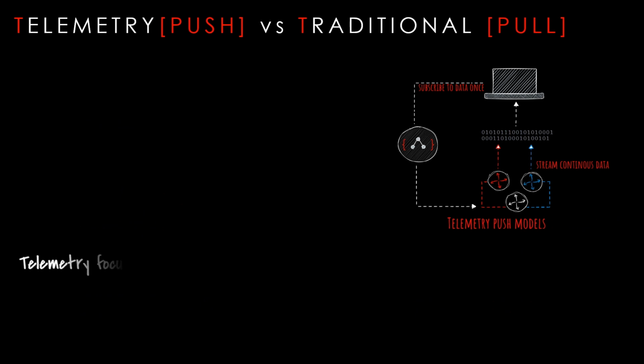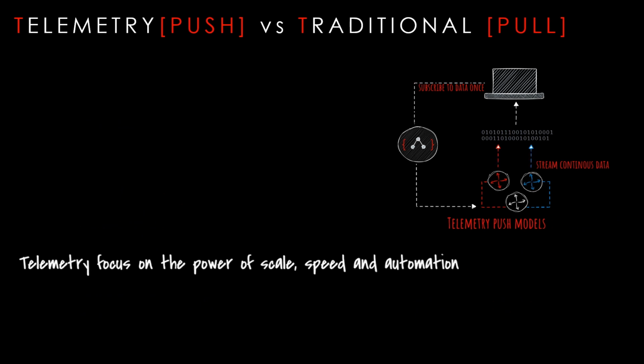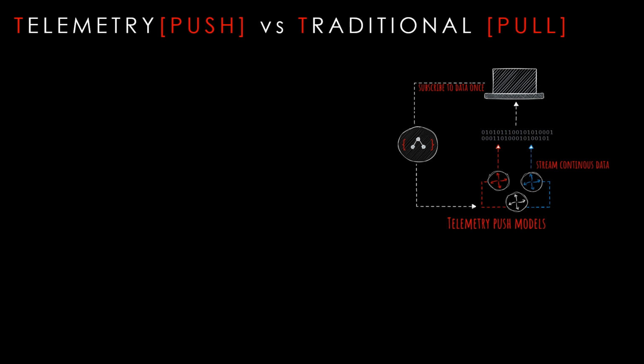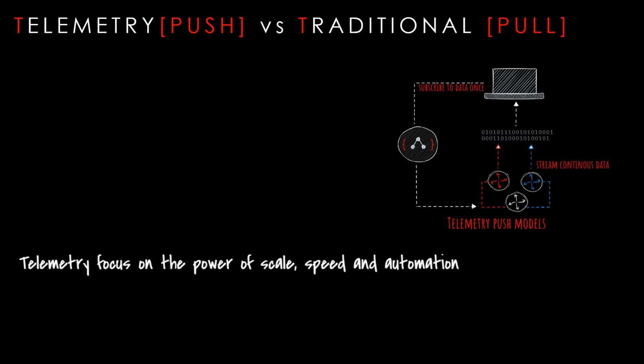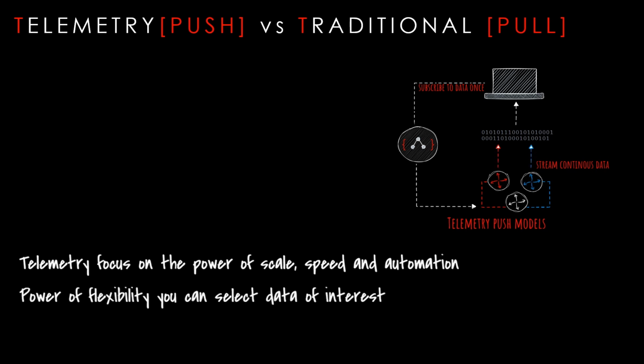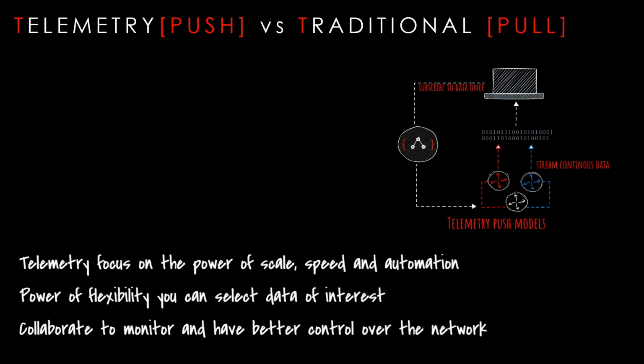Instead of the collector requesting data at a period, the network device streams operational data in real time. Telemetry focuses on the power of scale, speed, and automation. With the power of flexibility, you can select data of interest from the routers and transmit it in a structured format. Using a finer granularity and higher frequency of data available through telemetry, DevOps engineers in the organization quickly locate and investigate the issue as soon as it occurs.